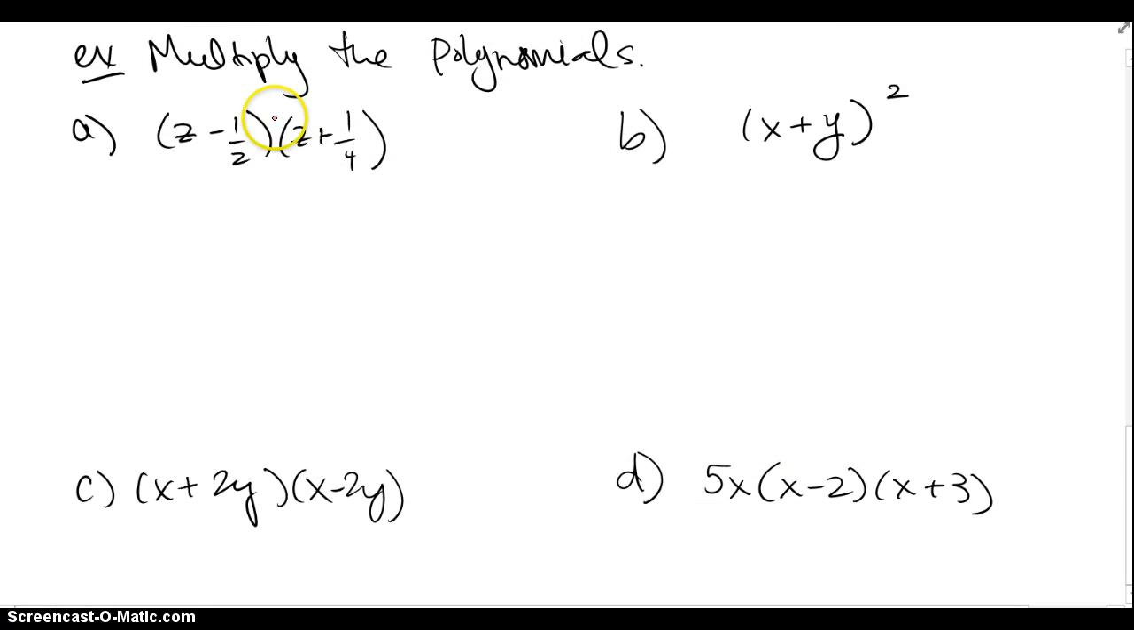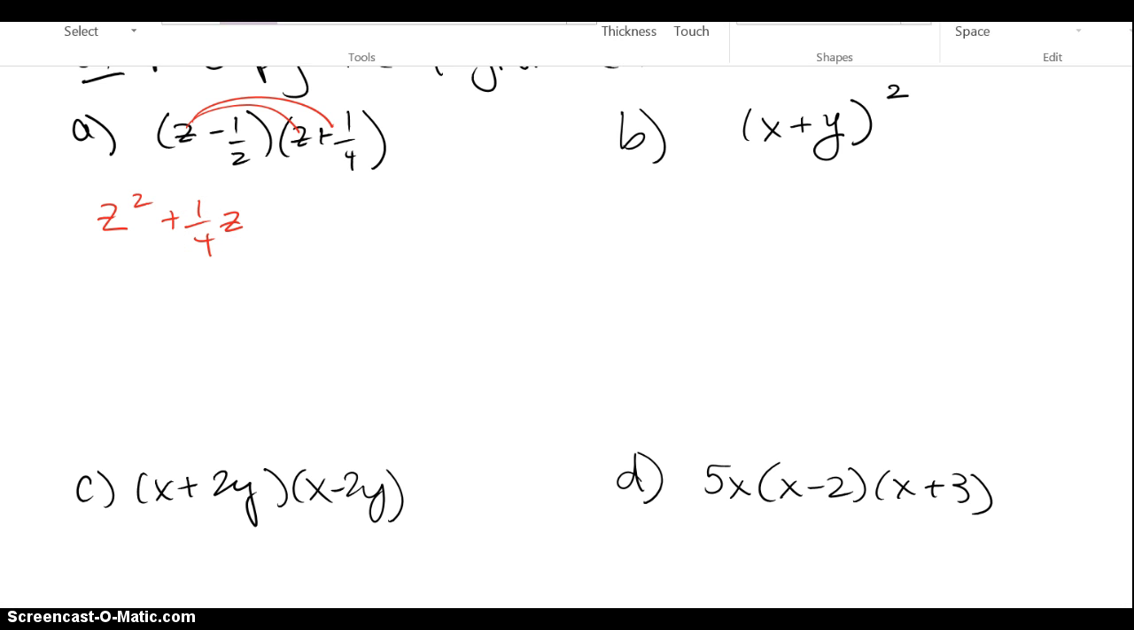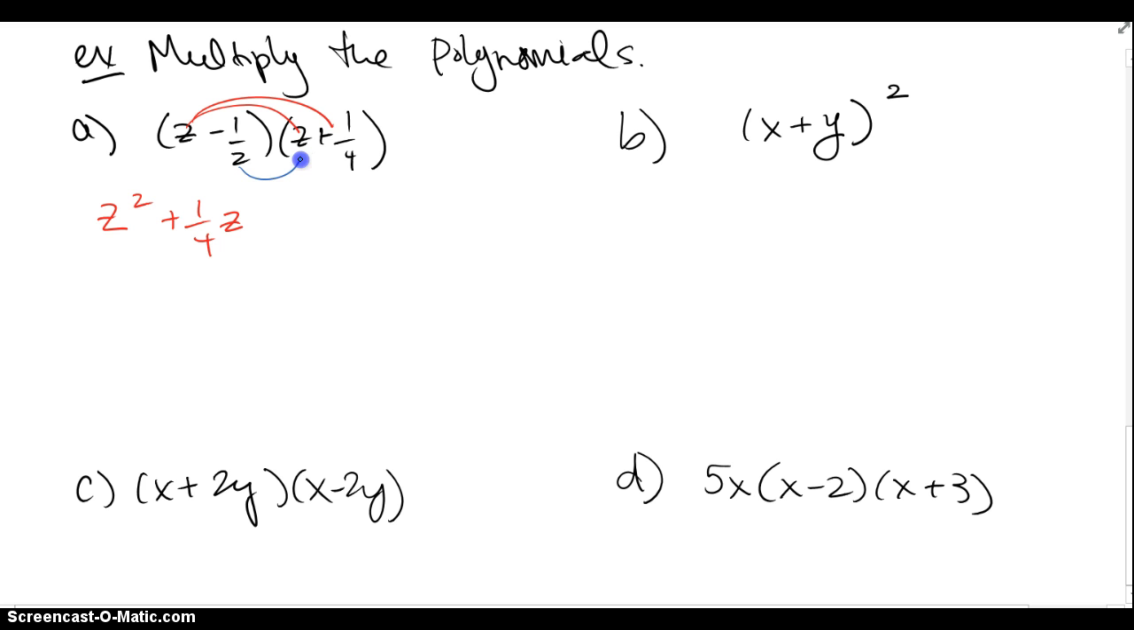I have a binomial times a binomial, so I'm going to do first times both. That's z squared plus a fourth z. Don't let the fractions bother you. Do the same thing. A half times z, or a negative a half times z, is negative a half z. And then negative times positive is negative. 1 times 1 is 1. 2 times 4 is 8.